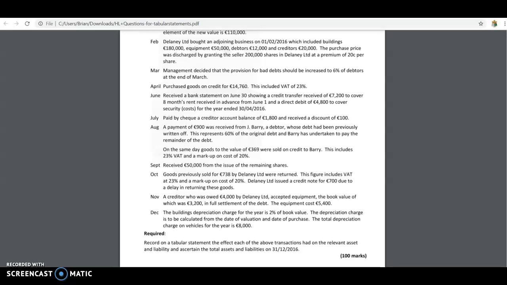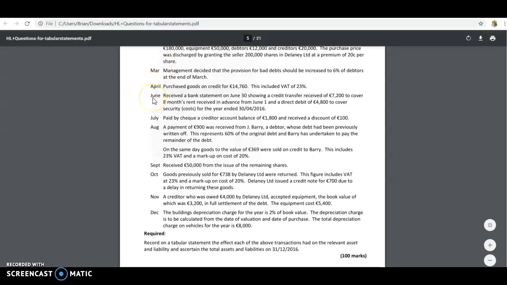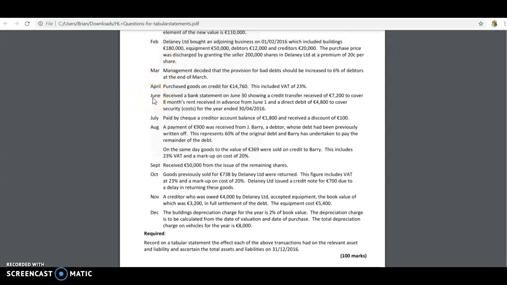All right, so just finishing off this question with the December transactions, which are explicitly put there in the question, and the other thing that we need to do in December from the June transaction. So December depreciation: the charge for the year is 2% of book value. The depreciation charge is to be calculated from the date of valuation and the date of purchase.